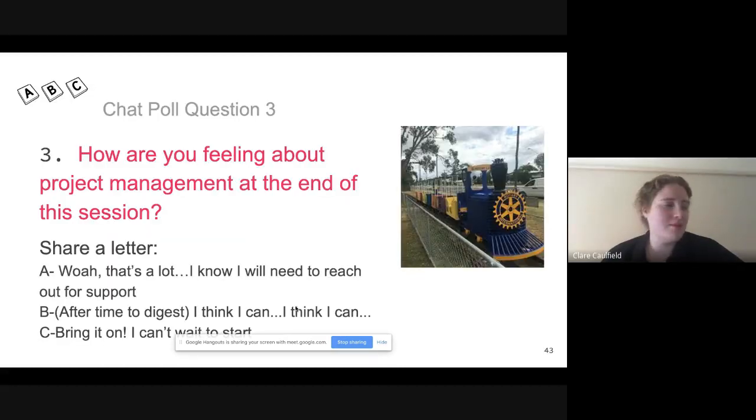And so as we come to the end of our presentation, we have another chat question for you. How are you feeling about projects and project management now at the end of this session? So you don't have to quite exactly meet these sentences here, but if you're feeling a bit overwhelmed, but hopefully also feeling like you know what you can do and where you can go if you need the support, you're probably at A. If you're B, I need some time to digest all of this, but I think I can do this. We've got this little rotary engine that could on the right-hand side there. Or if you're feeling super empowered, bring it on, then you would be a C. So share A, B, C in the chat for us.